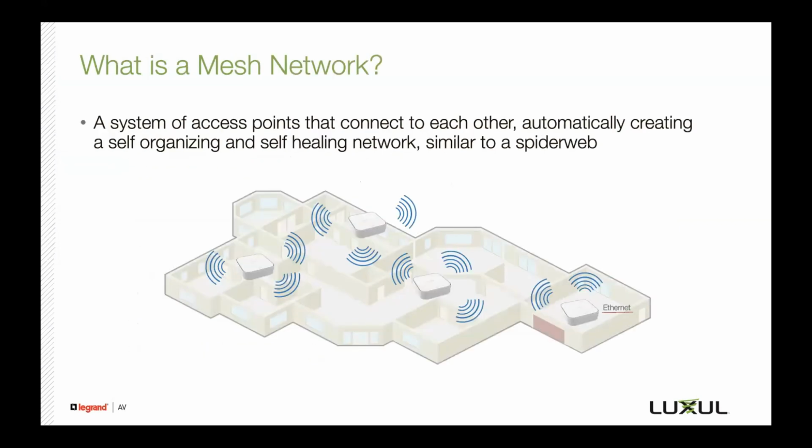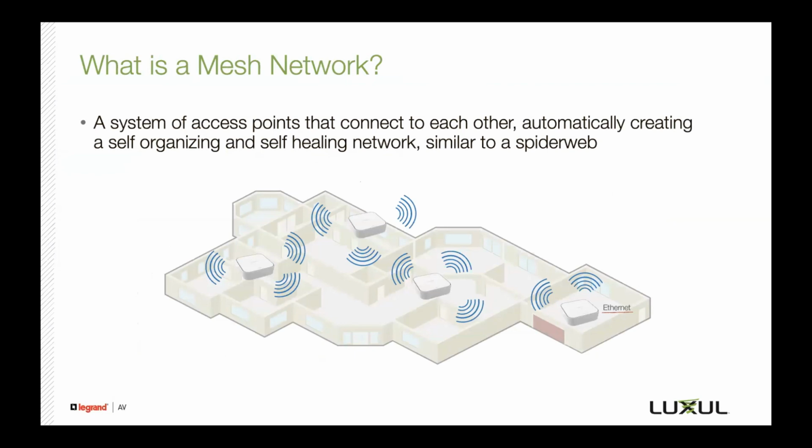So what is a mesh network? Well, it really is defined by this simple sentence. It's a system of APs, and again, in the mesh world, they call them nodes, that automatically creates a self-organizing and self-healing network, kind of like a spider web. So what does that mean?